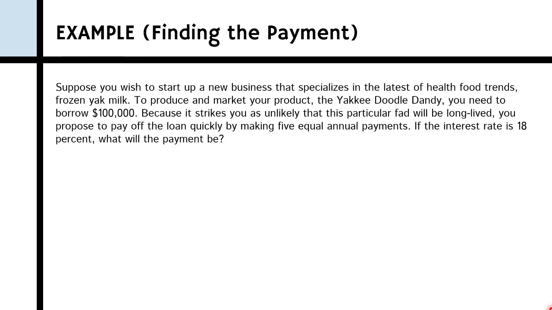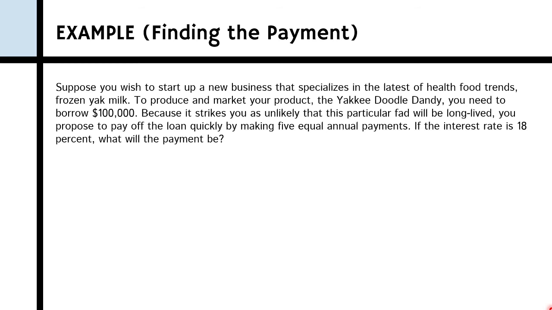Suppose you wish to start up a new business that specializes in the latest of health food trends, frozen yak milk, to produce and market your product. Lucky Doodle Dandy, you need to borrow $100,000 because it strikes you as unlikely that this particular fad will be long-lived. You propose to pay off the loan quickly by making 5 equal annual payments. If the interest rate is 18%, what will the payment be?